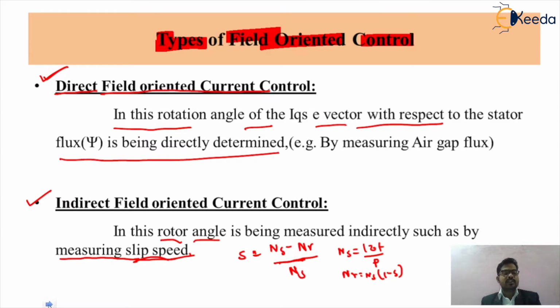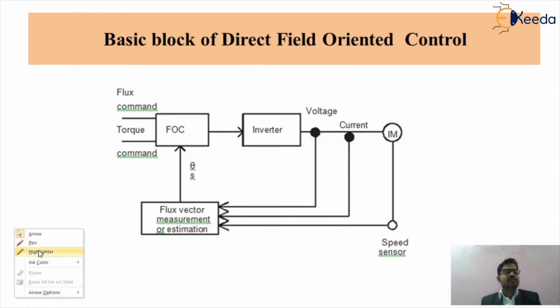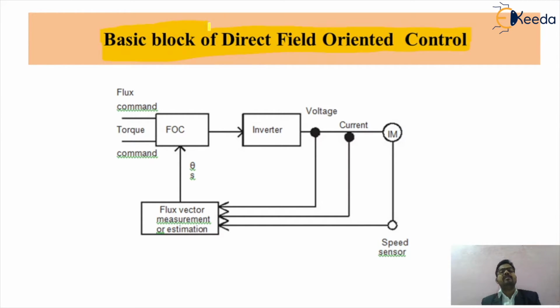So friends, now we can study in detail the basic block diagram of your direct field oriented control. The name itself indicates its meaning. In the direct field oriented control, we can control the value of the rotor angle directly, by measurement of the air gap flux. As shown in the figure, this scheme is called FOC. I can write it for your understanding: it is field oriented control. So it is FOC.